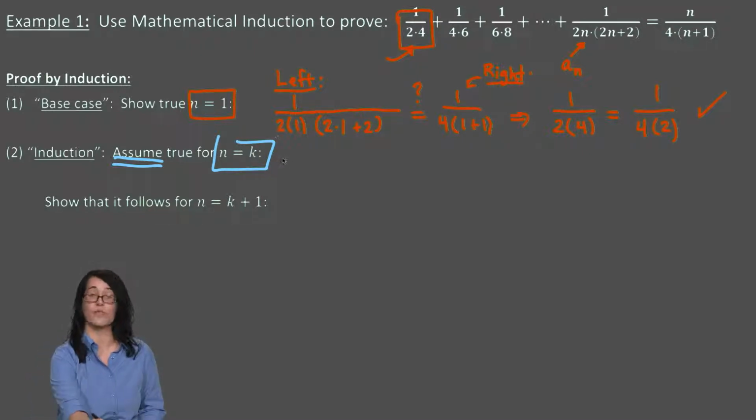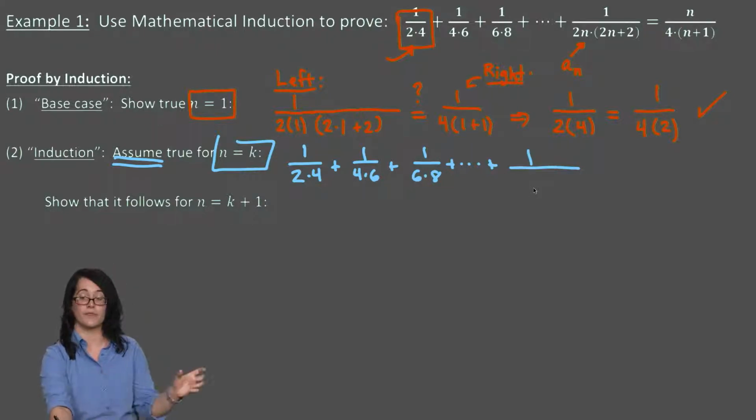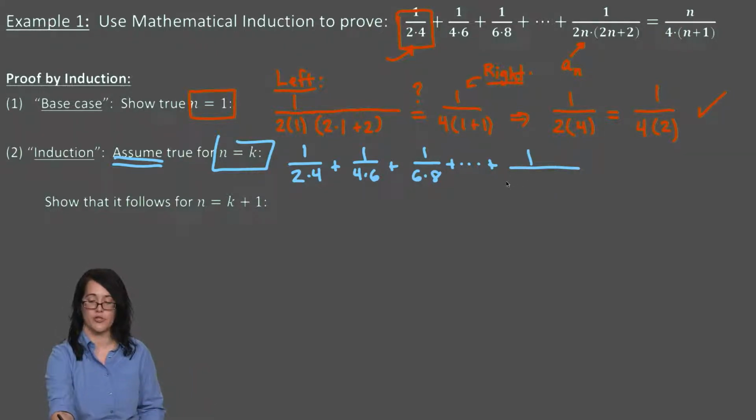So if it were true for the first k terms, I can simply write the statement with n replaced with k. So this would become 1 over 2 times 4 plus 1 over 4 times 6 plus 1 over 6 times 8 plus dot, dot, dot, plus 1 over, and here's where the generalized term changes, because now it's not the first n terms, but the first k. So this would be 2 copies of k, so 2k, parentheses 2k plus 2. So I've simply replaced n with k.